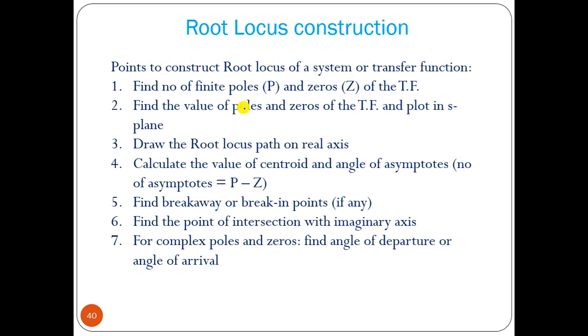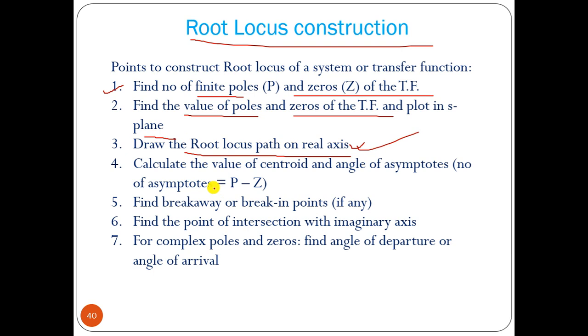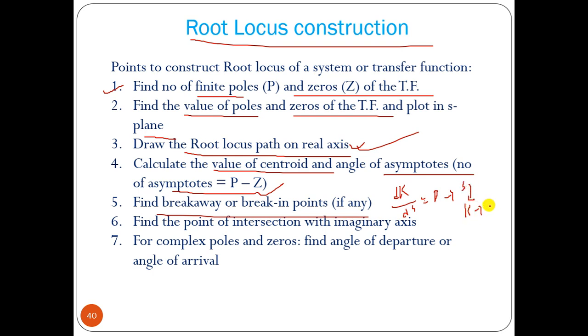So the points you have to remember: find the number of finite poles and finite zeros of the transfer function, find the values of the poles and zeros, and plot them in the S plane. Draw the root locus path on the real axis, calculate the centroid and angles of asymptotes, where the number of asymptotes is P minus Z. Find the breakaway and break-in points: dK/ds equals 0, find the value of s, put that value in K, and K should be positive, then it is a valid breakaway point.